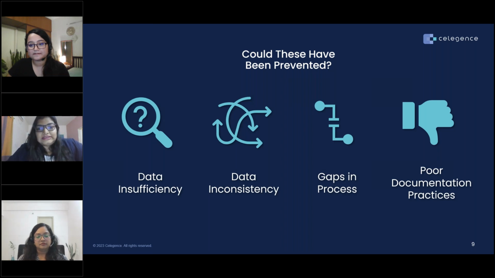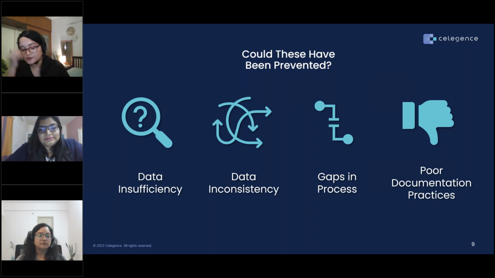But then we have these other categories of observations: inconsistent data, process gaps, documentation not done properly, which according to our poll was about half of the observations that we see. And those, I think, are much easier to avoid in the first place. And if you do get those observations or non-conformances in the audit, they are much easier to address, definitely.